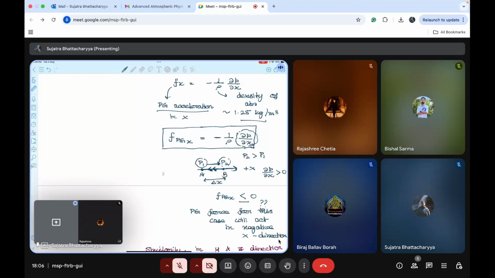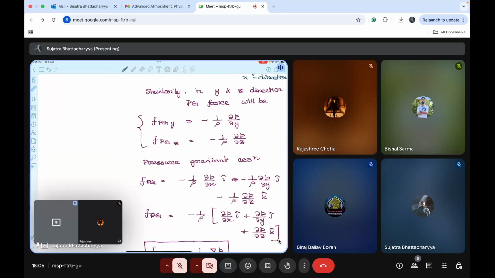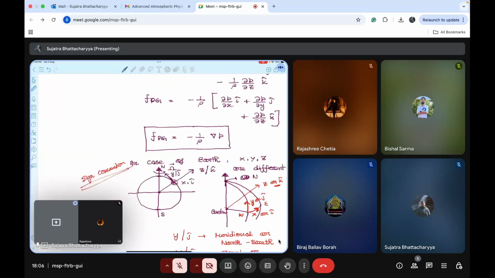So in the X direction, I have also discussed the sign convention. X is the eastward direction. So in the east-west direction, how the pressure changes is given by that, and the pressure gradient force per unit mass, actually here the acceleration, is being derived. Similarly in the y and z directions, and finally you get minus 1 by rho grad p.